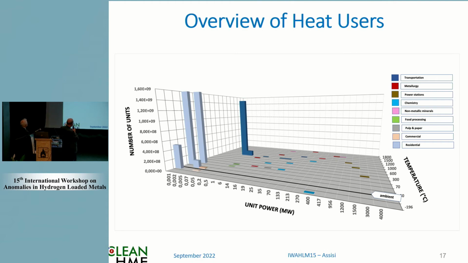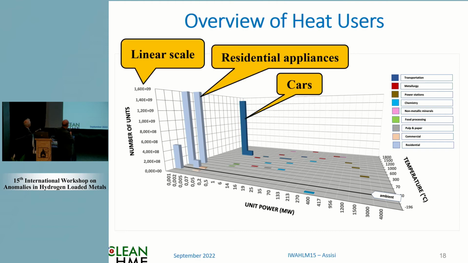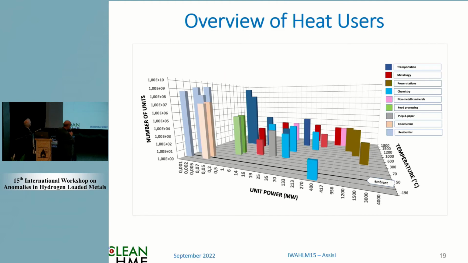So, of course, here we count refrigerators and water heaters, as well as nuclear power stations. So we count cats and elephants, goldfishes and whales together, one by one, but okay. It's a beginning. And because this is a linear scale in this case, you see that in terms of numbers, there are many, many cars, many, many residential appliances, and not so many industrial things.